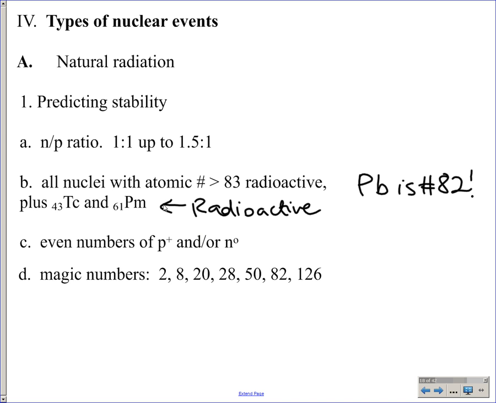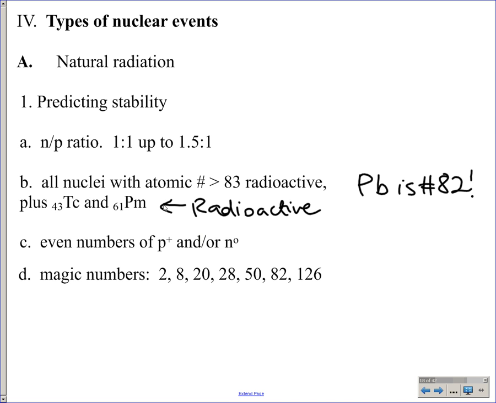I also wrote up here lead, atomic number 82. That's the last of these stable large atoms. We're going to talk about that a little bit more when we talk about uranium-235 undergoing decay until it gets to lead, and then it sits there because it's stable at that point.